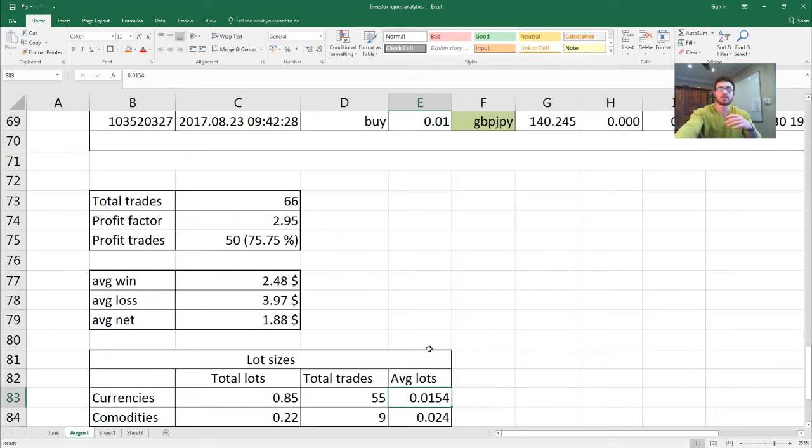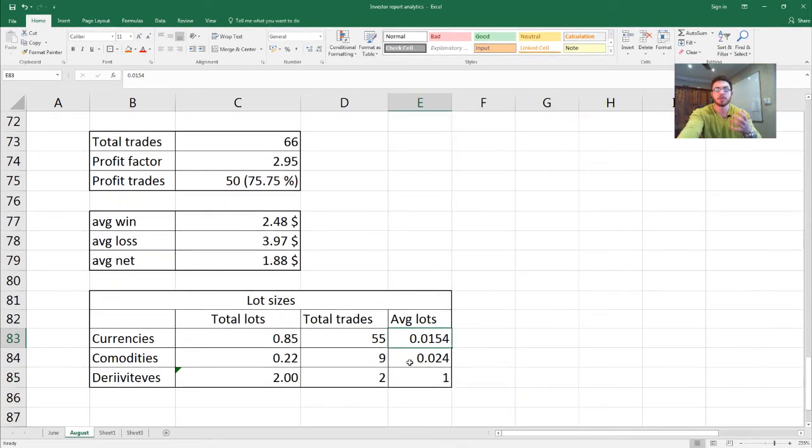Now, the risk exposure trading commodities averaged 0.024. The reason I put commodities in a different one is that my margin requirement trading oil on this account is a lot lower, which means I have to put in a lot size of $10 a pip just to be able to make the same amount of leverage, because the oil instrument is not leveraged.